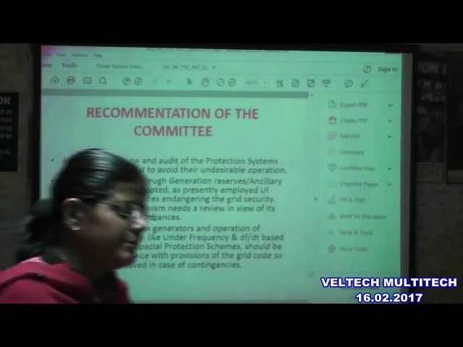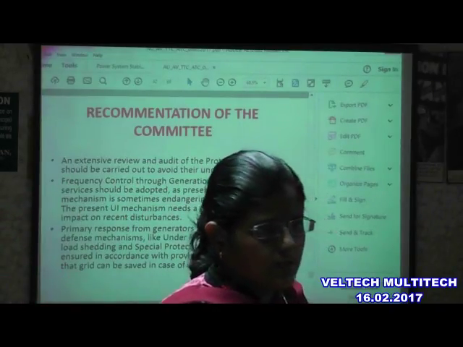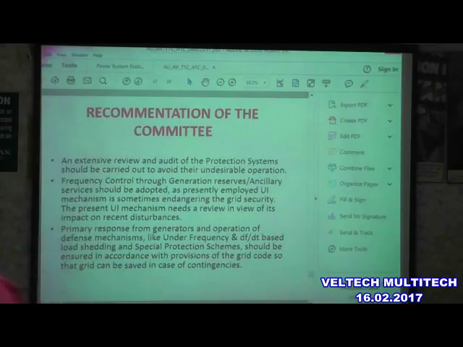Indian Electricity Grid Code was framed when? In the year 2000 itself. Earlier to that we had the Electricity Act 2003. What did we have in India or in our region?